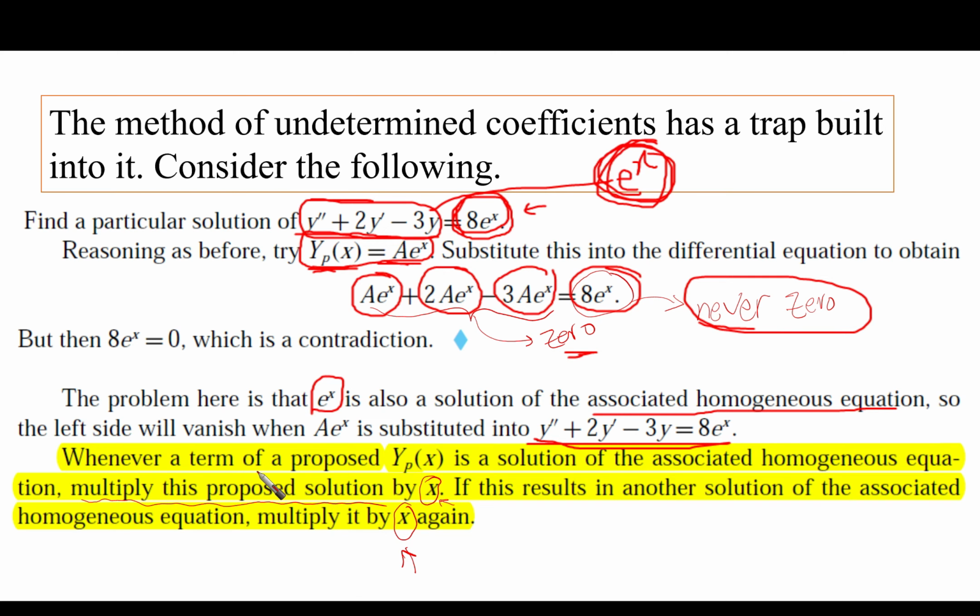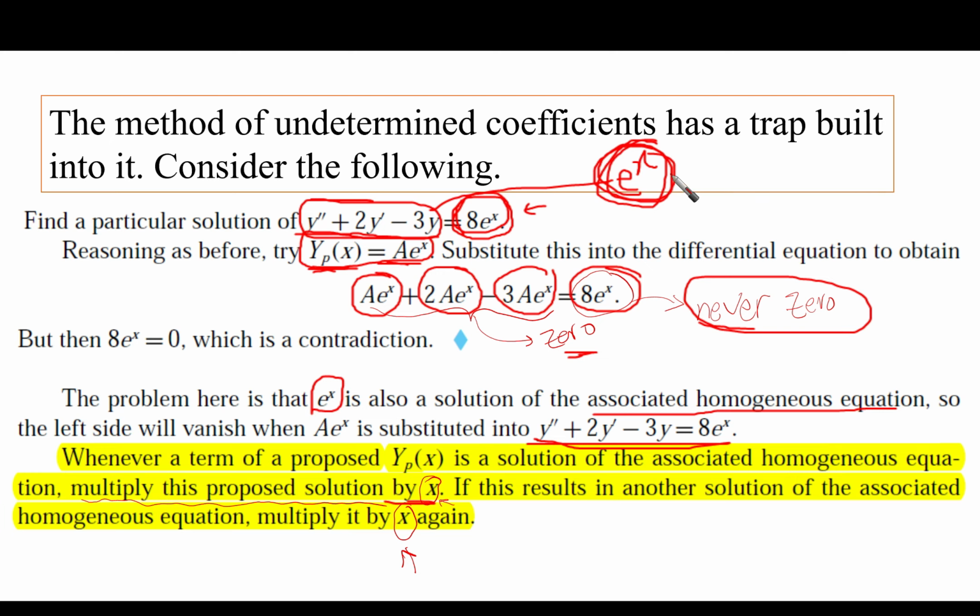Whenever a term of a proposed yp is a solution of the associated homogeneous equation, multiply this proposed solution by x. This is the key here. The key is that you look at the associated homogeneous equation.